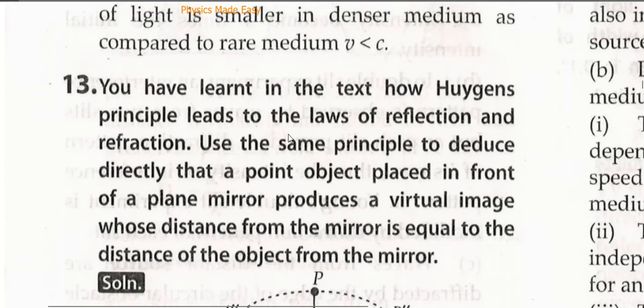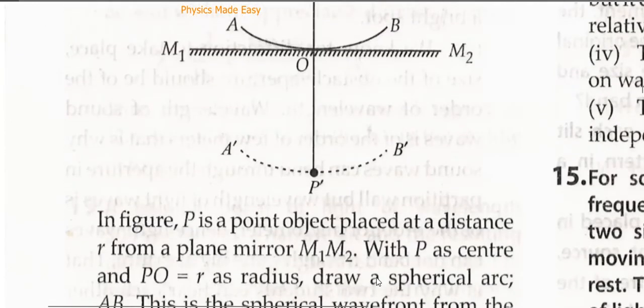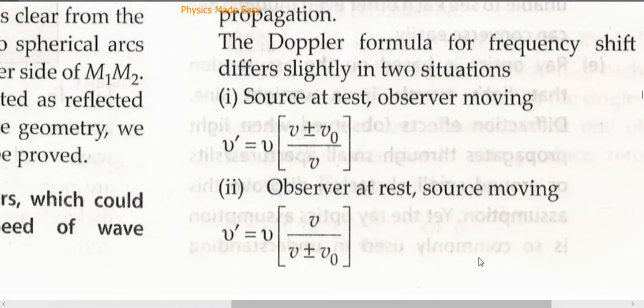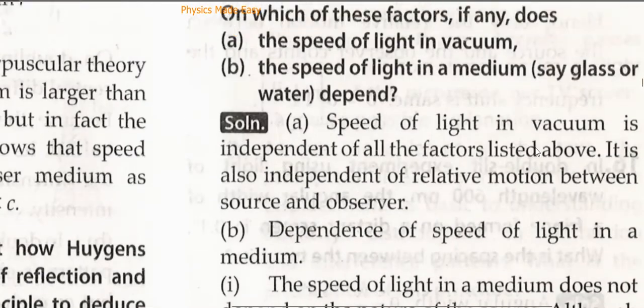Huygens principle leads to law of reflection and refraction. Use the same principle to deduce directly that a point object placed in front of a plane mirror produces a virtual image whose distance from the mirror is equal to the distance of the object from the mirror. Now this can be asked in MCQs like this. Can you prove this thing by Huygens principle? Always remember, Huygens principle proves laws of reflection and refraction. It means all the predictions or all the calculations made on the basis of laws of reflection and refraction are also derived from the Huygens theory. Now, this is an important concept that I may be taking just 1 or 2 questions from here.